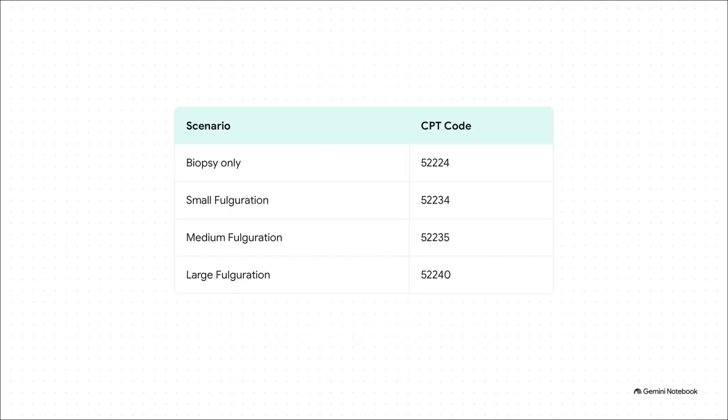Well, what happens when they actually do something, like a biopsy or fulgurating a bladder tumor? Simply put, size dictates the code. If it's just a standard biopsy without fulguration, or if they're fulgurating a tiny lesion under 0.5 centimeter, you're going to use 52224. But if the surgeon is actively fulgurating tumors, the codes scale up based on the physical size of the tumor. Use 52234 for small tumors up to 0.5 centimeter, 52235 for medium ones up to 2 centimeters, and 52240 for large tumors over 2 centimeters. So always be scanning that operative note for specific measurements.